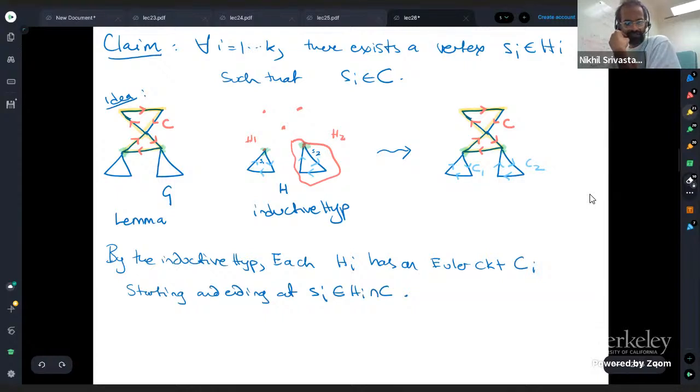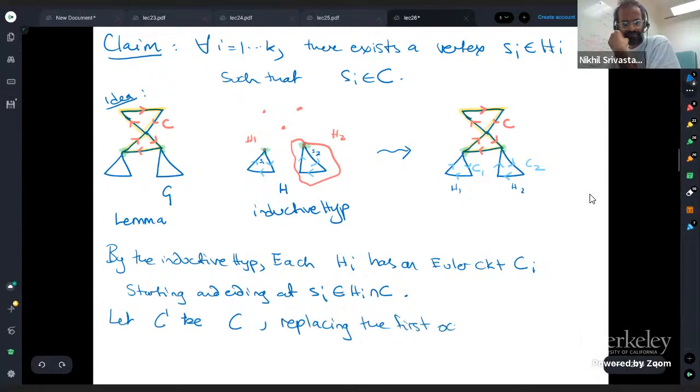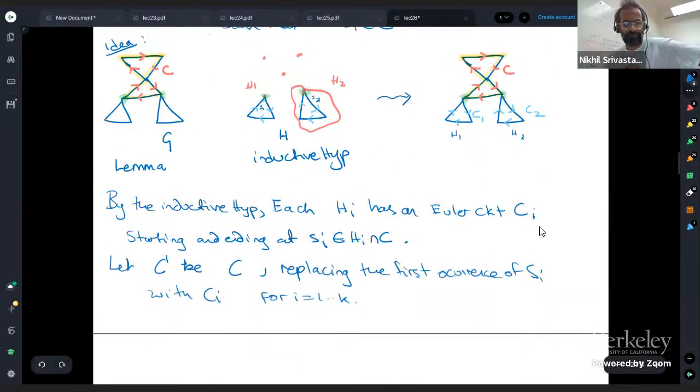So now let C prime be C, but replacing the first occurrence of Si with Ci for i going from 1 to k. Okay, so for each time one of these portal vertices appears in C, I'm going to replace it by this blue circuit Ci. This is the punchline.